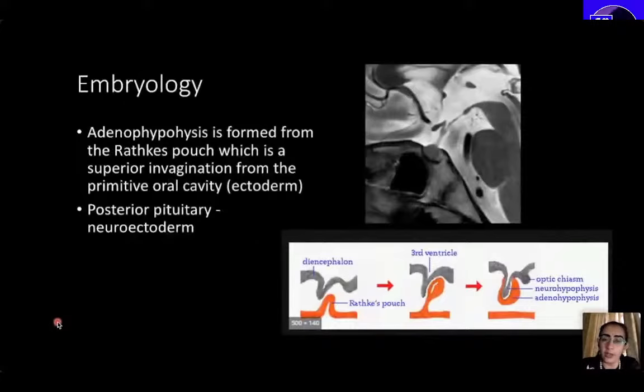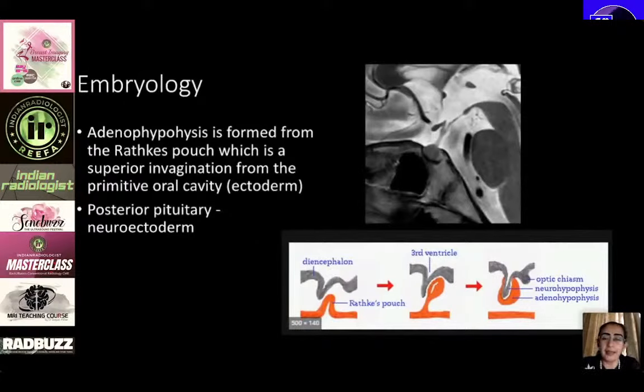So, starting with embryology, the pituitary gland lies in the sella. It has two parts, the anterior pituitary or the adenohypophysis and the posterior pituitary. Both these parts of the pituitary gland arise from the ectoderm, but they have different origins. The adenohypophysis is formed from the Rathke's pouch, which is a superior invagination from the primitive oral cavity. This is ectodermal, obviously, and the posterior pituitary arises from the neuroectoderm, as you can see. So the anterior pituitary wraps around the optic chiasm, and the neurohypophysis comes from the neuroectoderm.